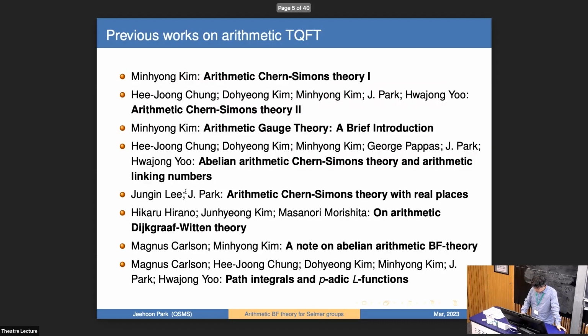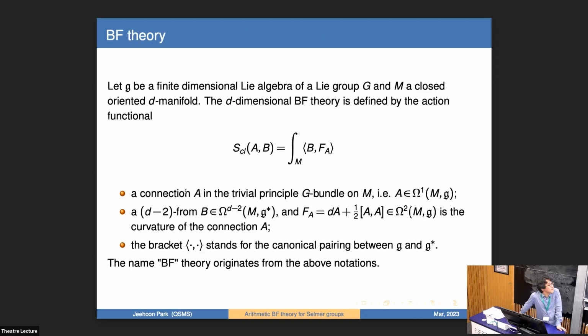I think people know basically what Chern-Simons theory is and what BF theory is. And here's a very basic view of the origin of the name BF. BF is just letters. They could have called it AB theory, because the variables are A and B. So G is a finite-dimensional Lie algebra for simplicity, corresponding to the Lie group G, and M is a closed oriented d-manifold. Then the BF theory is defined by this action functional.